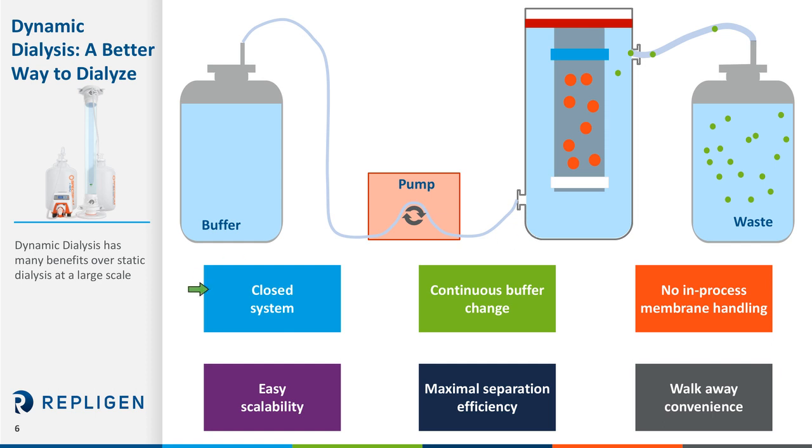There are many benefits for this, especially at the large GMP scale. First of all, it's a closed system. Secondly, you have that continuous buffer change. There's no need to manually change the buffer. There's also no in-process membrane handling. You're not putting your sample at risk. You put your sample in at the beginning of the reaction, and you pick it up at the end of dialysis. It's very easily scalable.